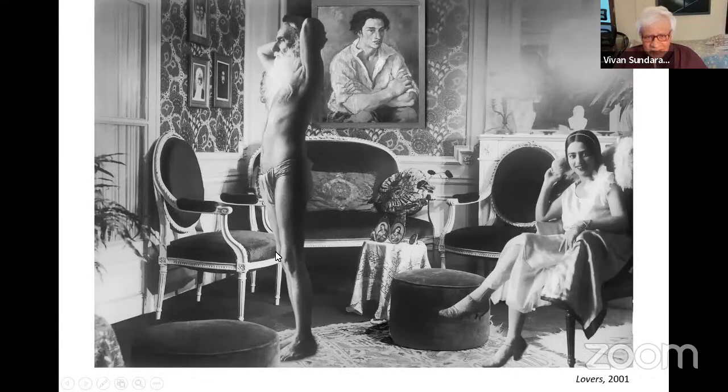This is called The Lovers, and the portrait behind is Boris Taslitsky, a painter, a colleague of Amrita's. They had a relationship. And here is Umrao Singh doing a yogic exercise brought into this room, as both of them have been.